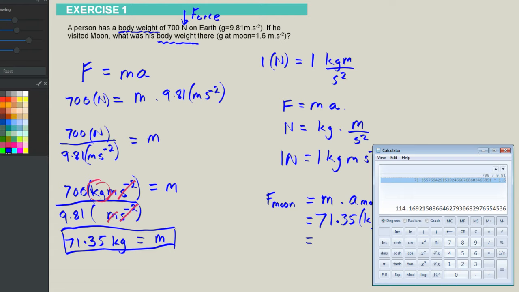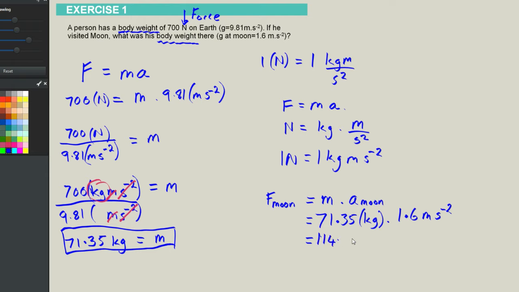So our answer here was, I'll write down the full thing, 114.169, sorry, 17 kilogram meters per second squared, which is newtons. Remember, up here, 1 kilogram meter per second squared equals 1 newton. I will shorten this because we can't say that accurately to 110 newtons.